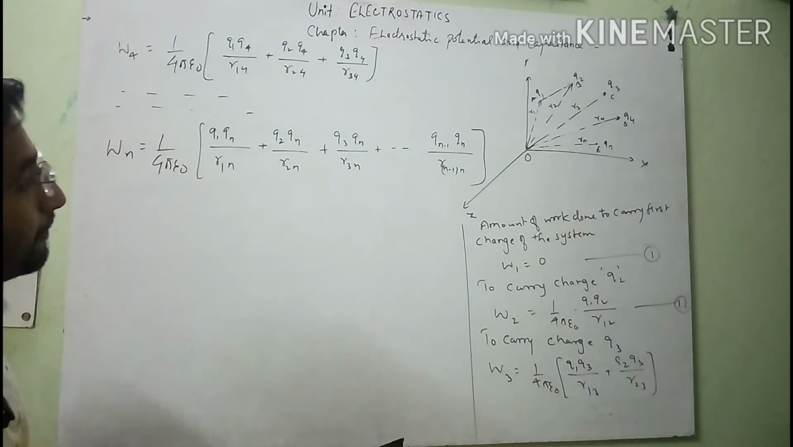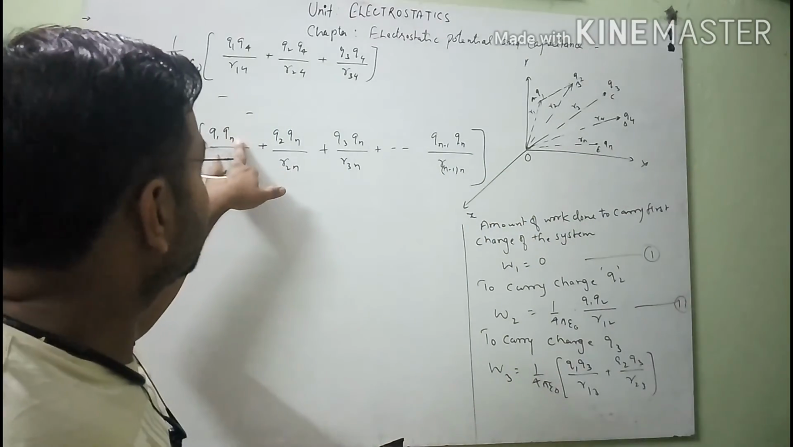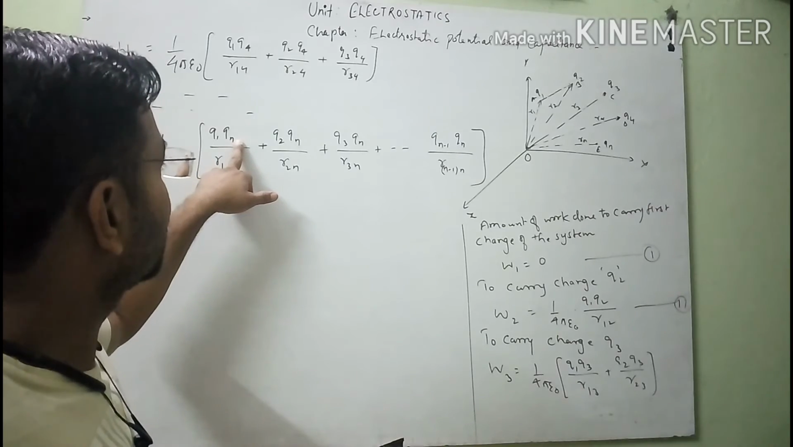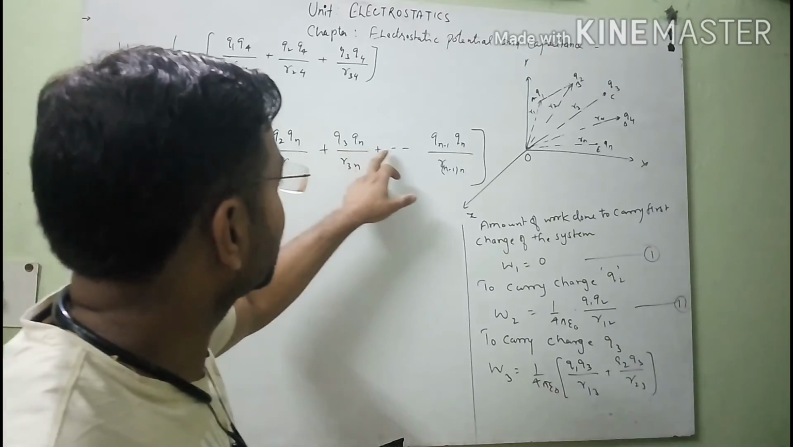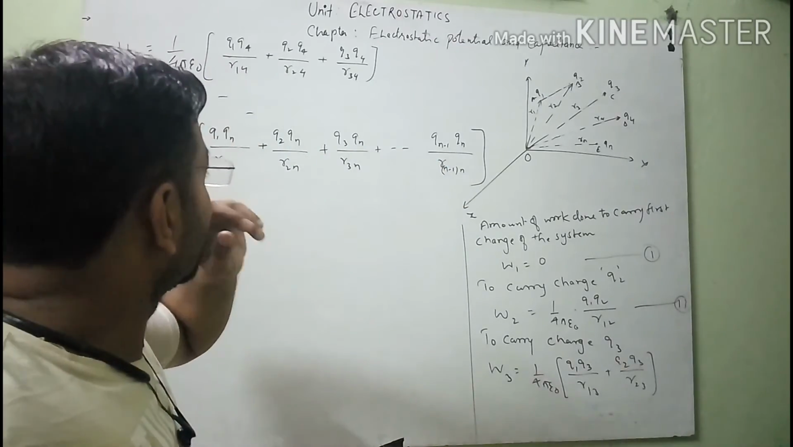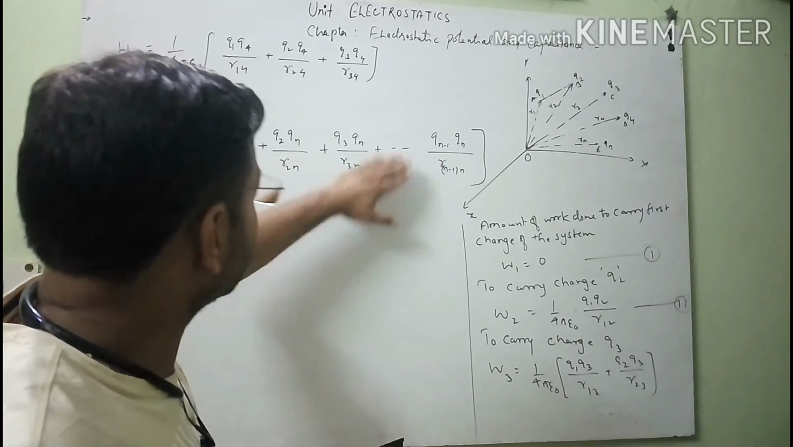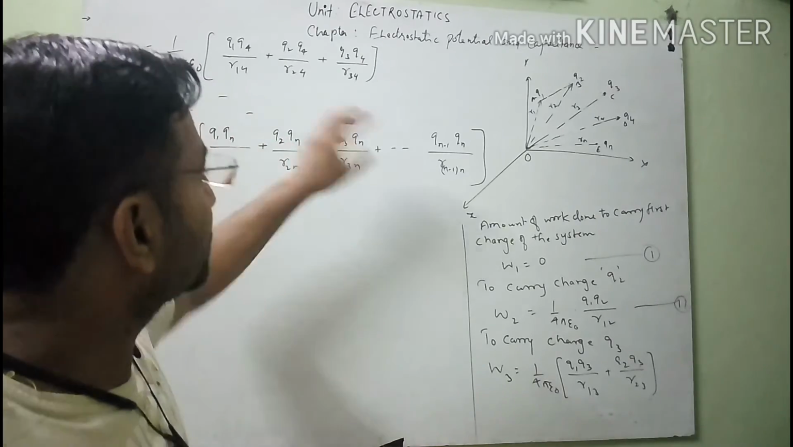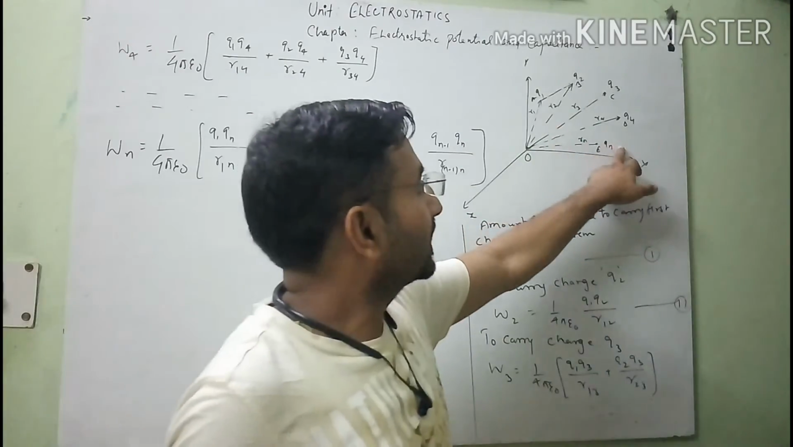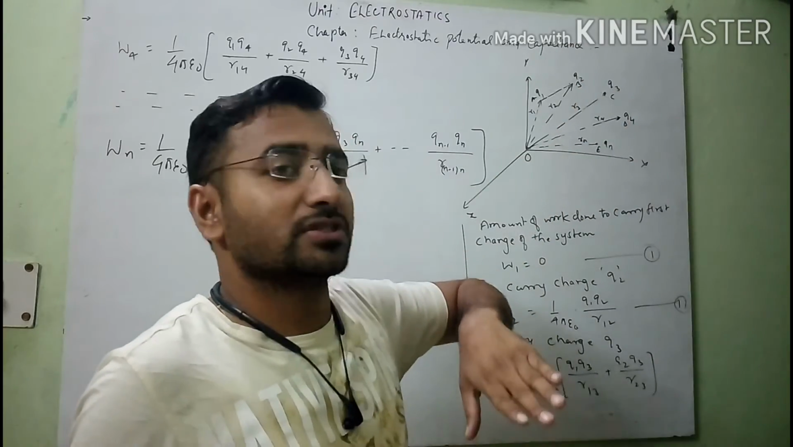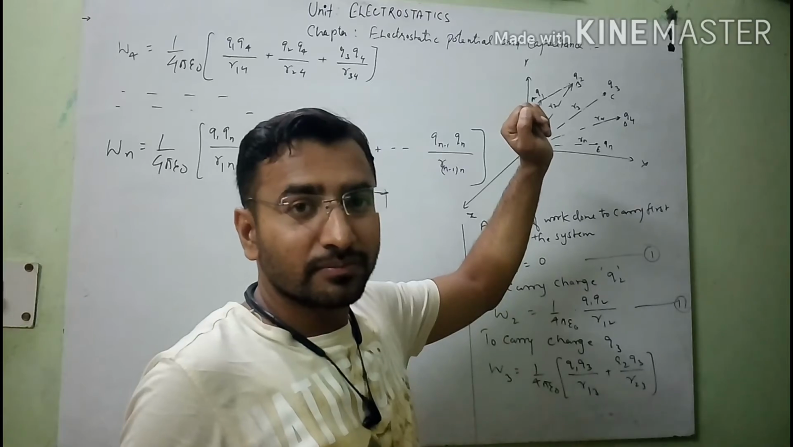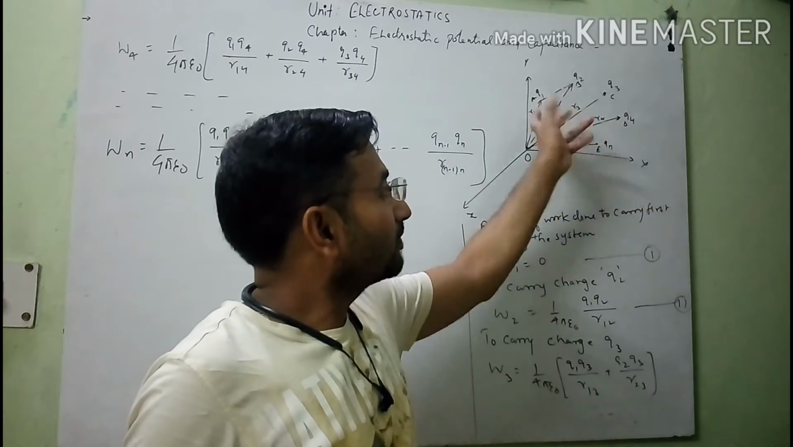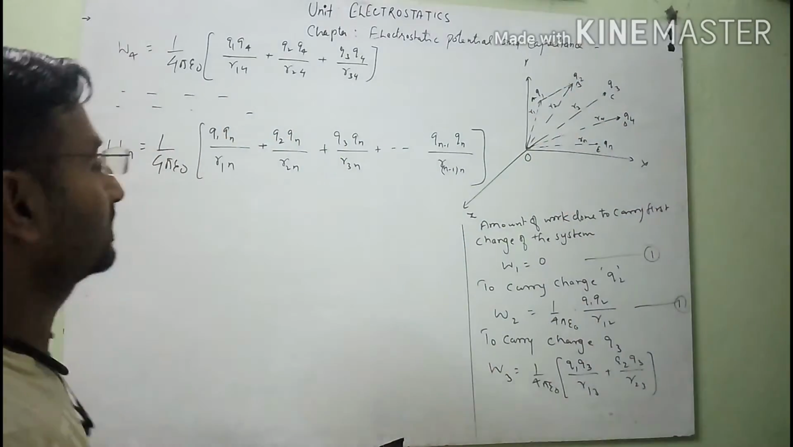Similarly, the nth charge does the work against the charges Q1, Q2, Q3 in this way. This condition we can also take in reverse order. When we carry the nth charge first, then at last we will carry the charge Q1. So the order will be reversed at that time.